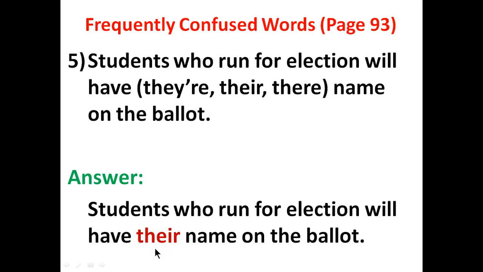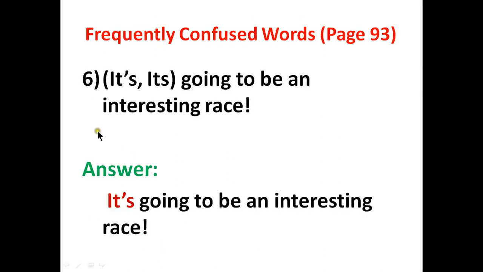You will write a complete sentence on the line as the answer. Please write complete sentences on the line without any spelling mistakes. I hope you will do it. Number 6, the last one. It's going to be an interesting race. You will choose it's, I-T apostrophe S. That is the contraction for it is. It's going to be an interesting race.